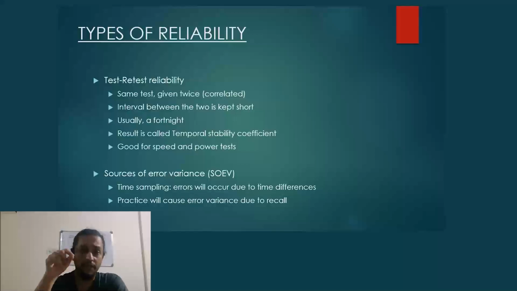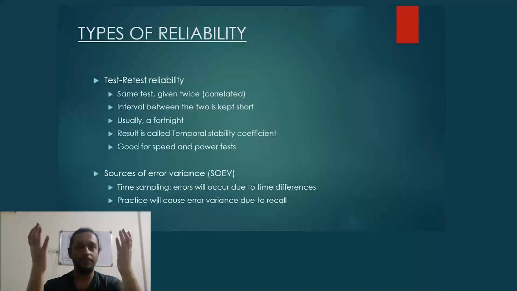Speed test is basically how quickly can somebody answer based on a certain time point, and power test is there is no time limit and you have to answer only correctly, as much as you can. In test-retest reliability, the only source of error variance is time. That is, people will have errors in their score based on the time difference, right?